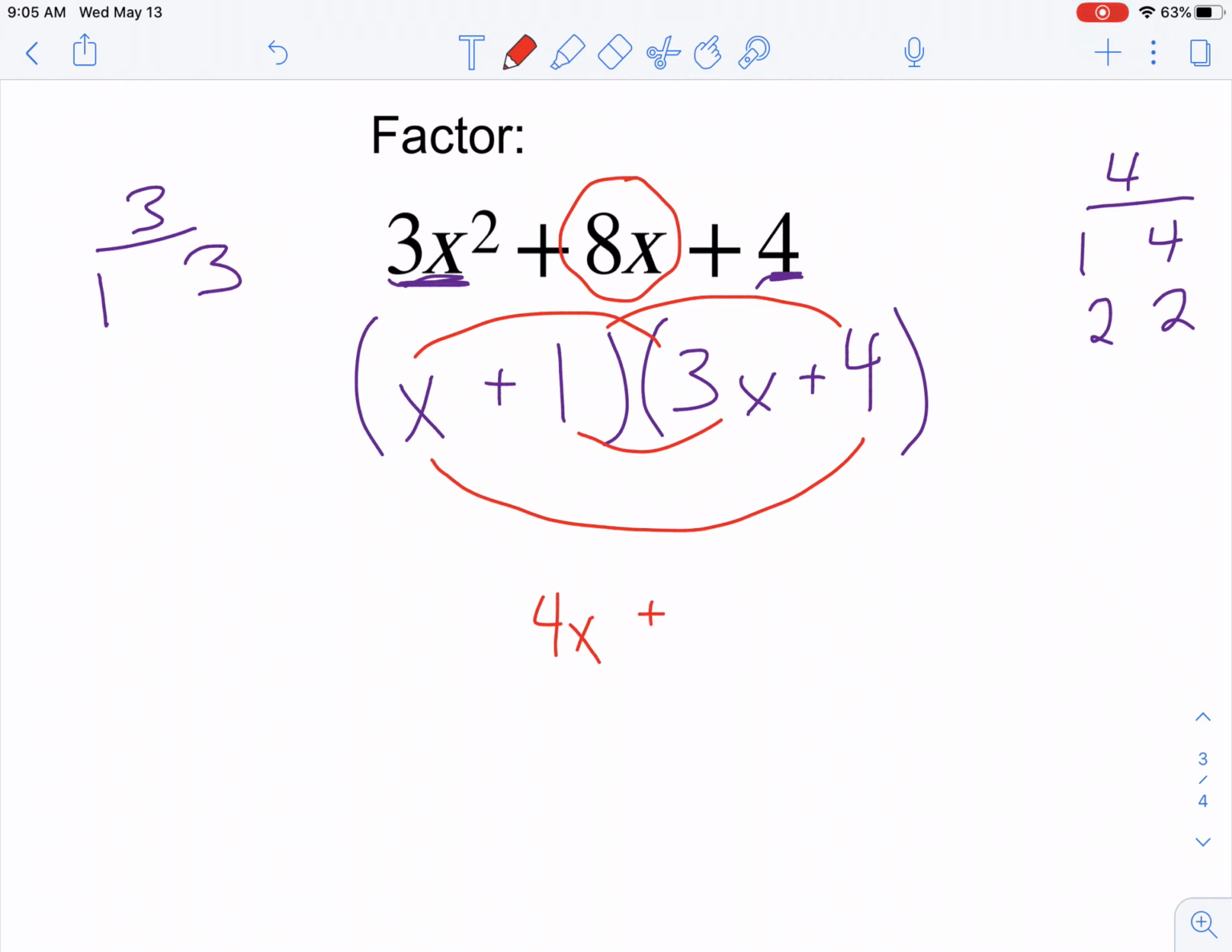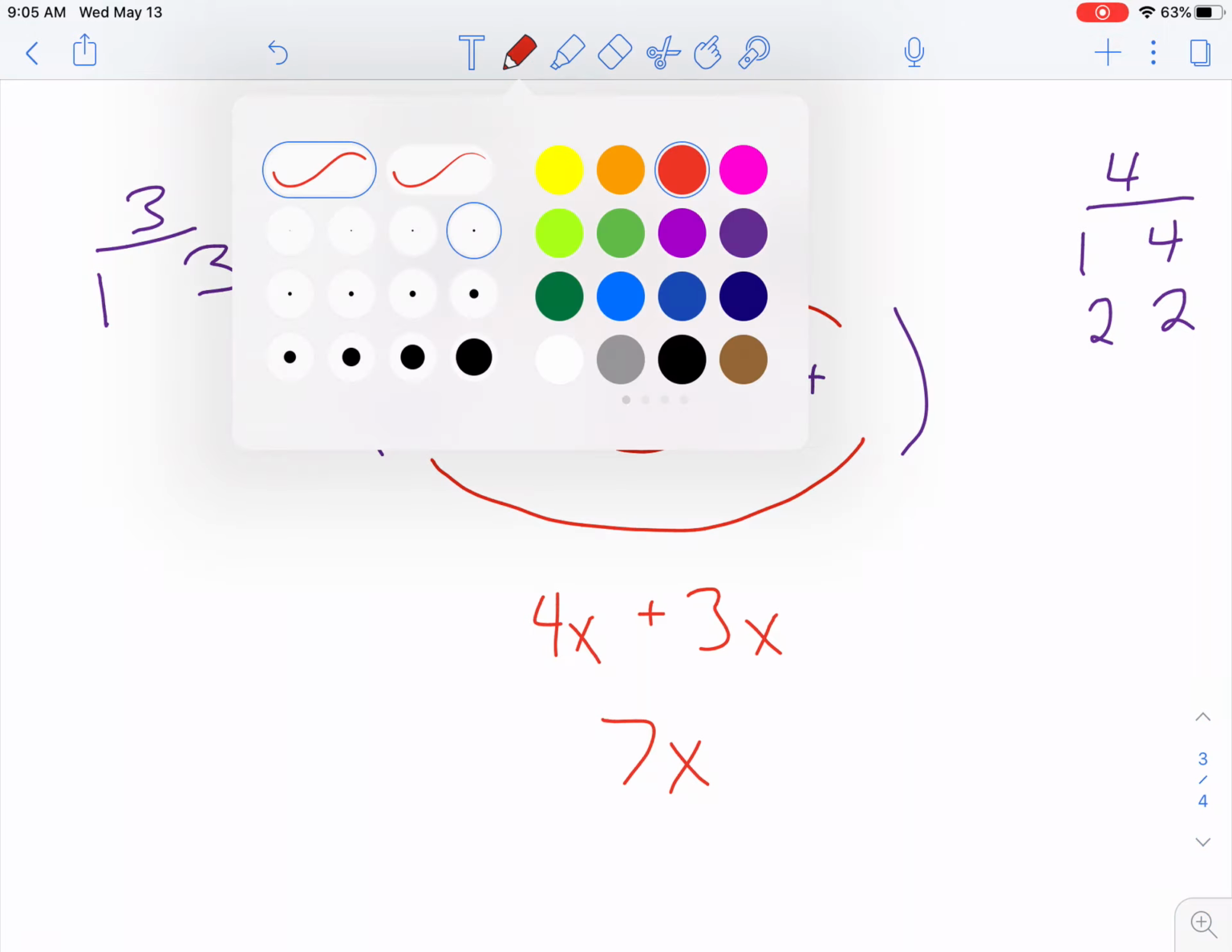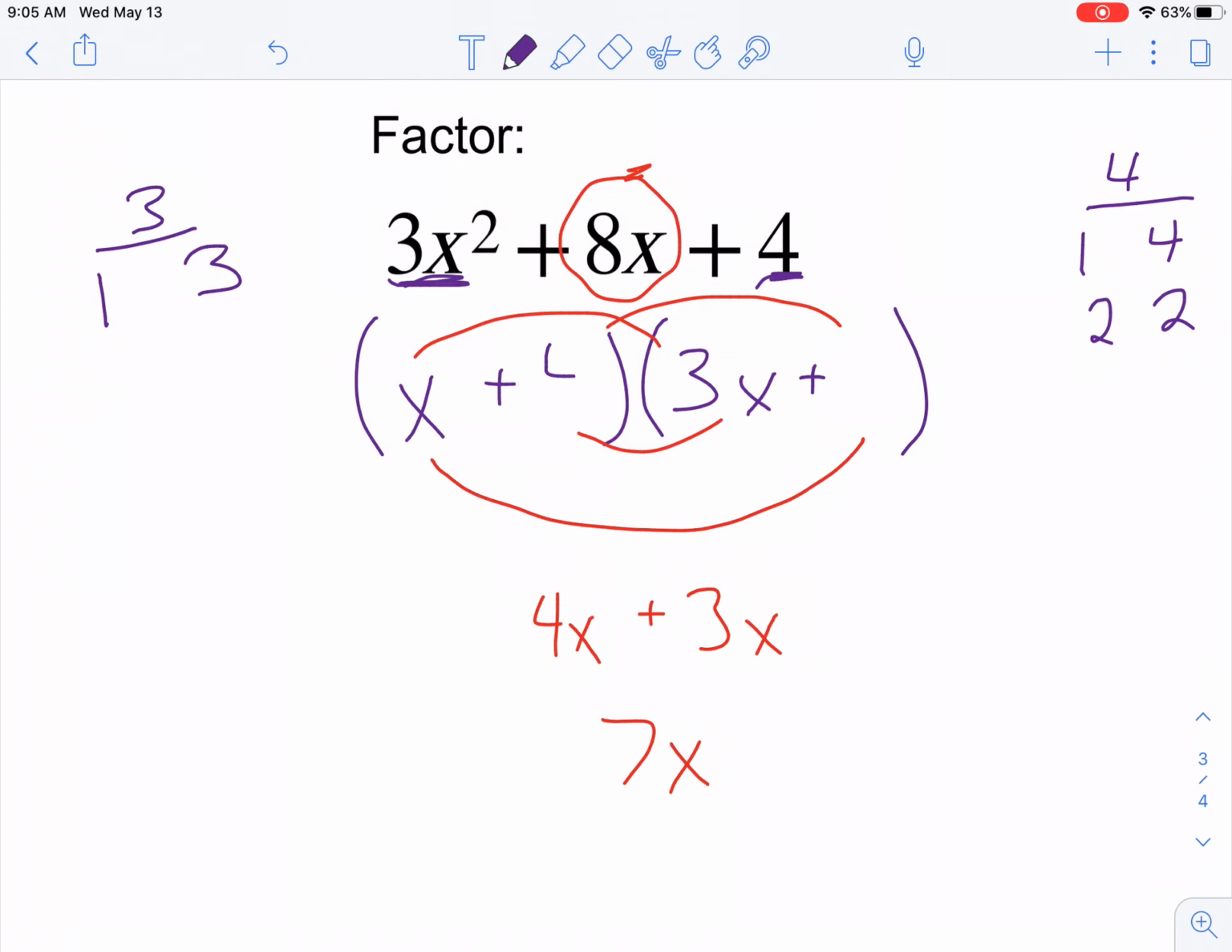1 times 3x is 3x, and when I add those together, I get 7x, which is not what I want. So this tells me that 1 and 4 doesn't work here. So what I need to do is fix that. Instead of using 1 and 4, I'm going to use 4 and 1. I need to flip those around and see if it works now.